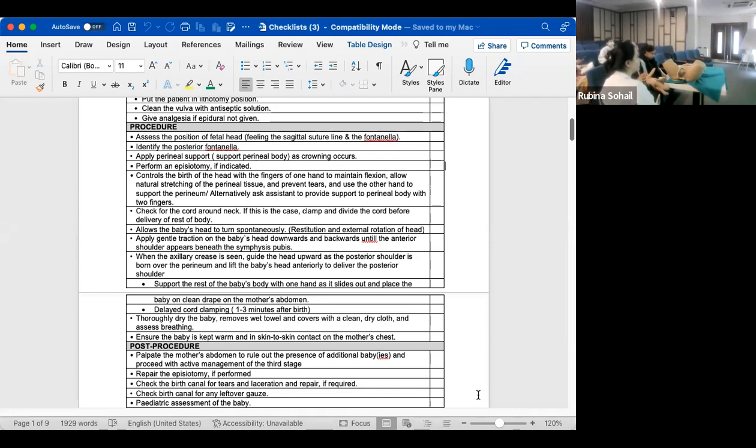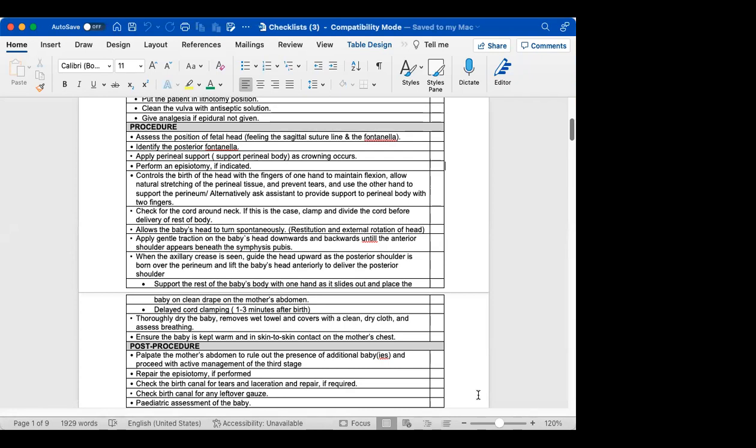When you have seen the axillary, please guide the head upward as the posterior shoulder is gone over the perineum, and lift the baby's head and clear the posterior shoulder. Then support the rest of the body with one hand. अब हमने क्या करना है?